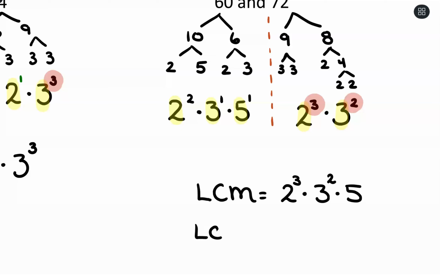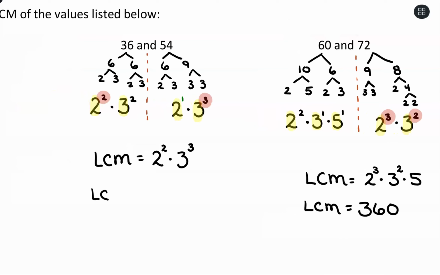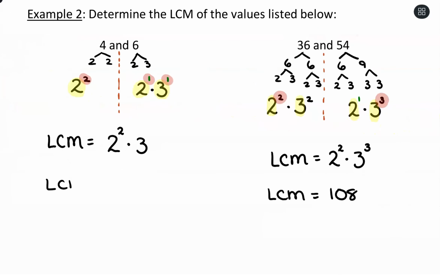And actually, realizing we should be multiplying these out so that we can see the actual numbers. So let's see, 2 cubed times 3 squared times 5 is 360. And then we could see, does 60 divide into that? Yep. Does 72 divide into that? Yep. So we're all good. And let's just finish these up by having the actual number. That was 108. And this one, 4 times 3, which was 12.